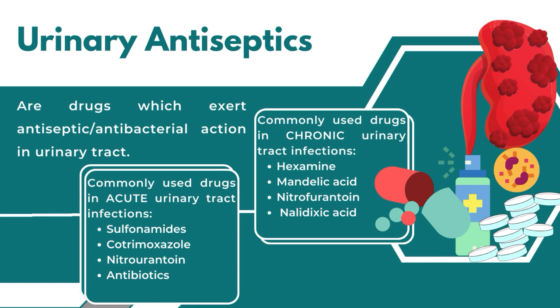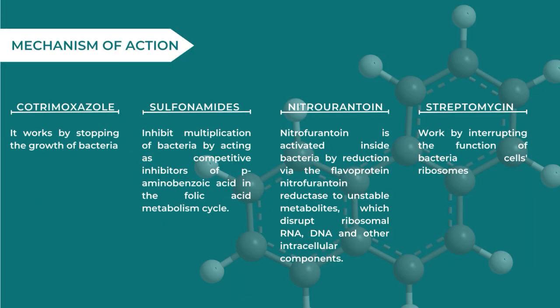Hexamine in acidic medium is broken into ammonia and formaldehyde, which exerts antiseptic action. Urinary acidifiers enhance the antibacterial activity of hexamine and hence are used prior to hexamine. The following is the mechanism of action of some urinary antiseptics.